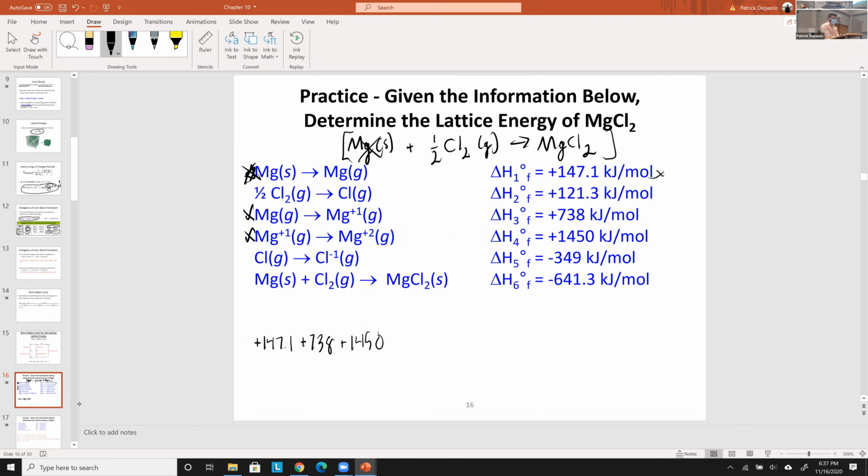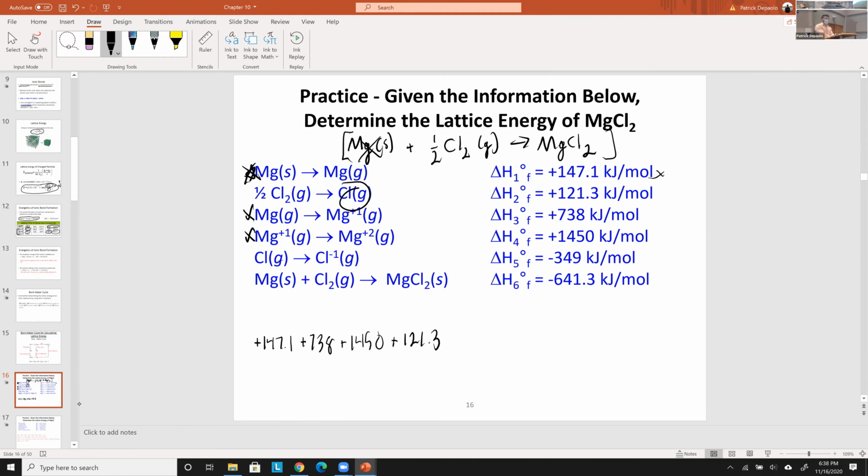Next would be the 1/2 Cl2. So what do we have? 1/2 Cl2 equals Cl. Dissociation. Good, so we add this one. That's going to be 121.3. Good. So now we take this Cl and we're going to ionize it, which is right here. Or sorry, electron affinity.